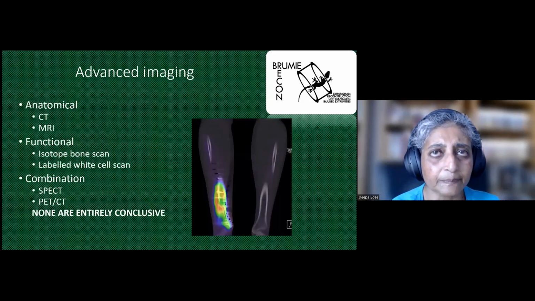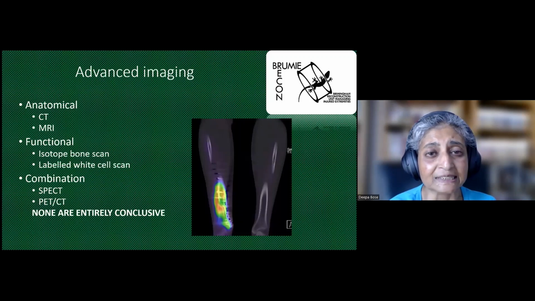Okay, so when we talk about diagnosing infection using imaging, we have various types of imaging. So there are anatomical imaging techniques like CT scans and MRI. So these are not dynamic, they're static imaging, and they just show us the anatomy. And sometimes that can be helpful. But when you've got an implant in place, then an MRI may not be particularly useful.